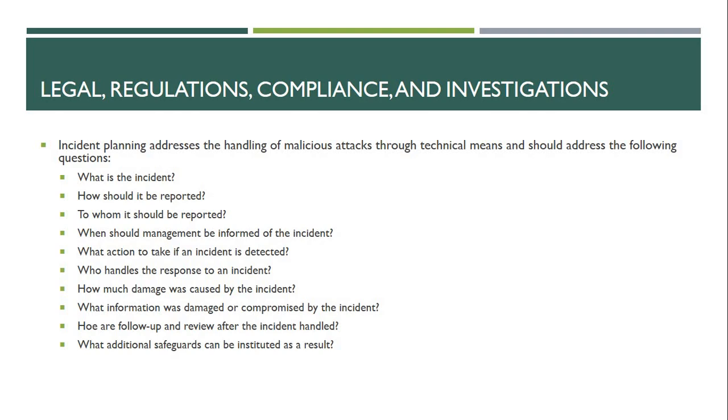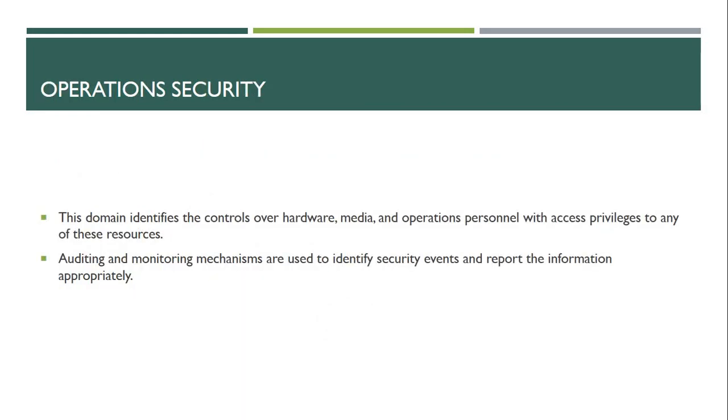This domain of the CBK also includes considerations of software licensing and software piracy, along with import and export laws and issues. These are included in legal regulations, compliance, and investigations, such as software licensing. Next, we have operations security. This domain identifies the control over hardware, media, and operations personnel with access privileges to any of these resources. Auditing and monitoring mechanisms are used to identify security events and report the information appropriately.